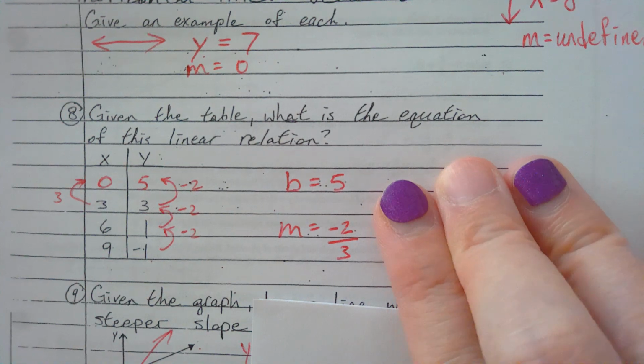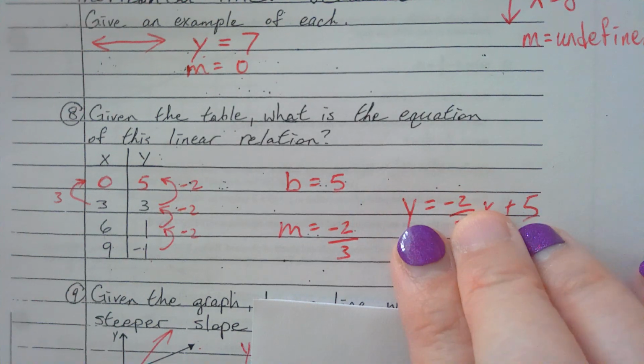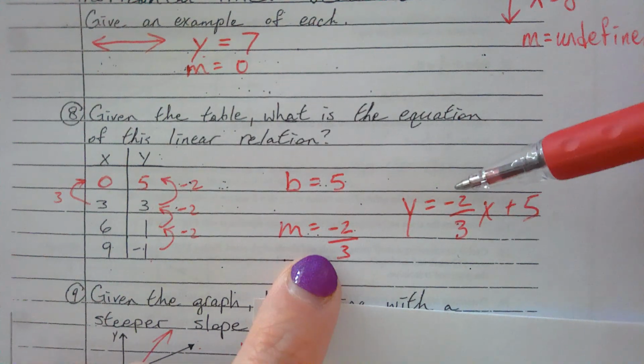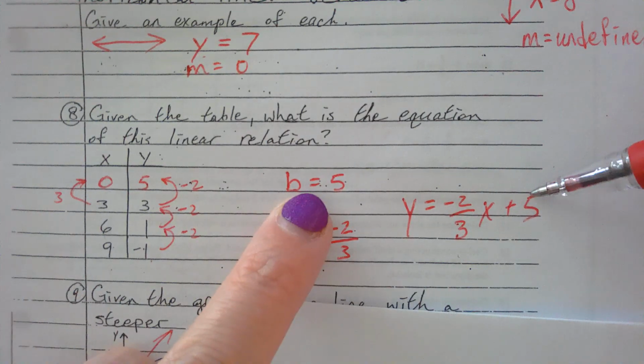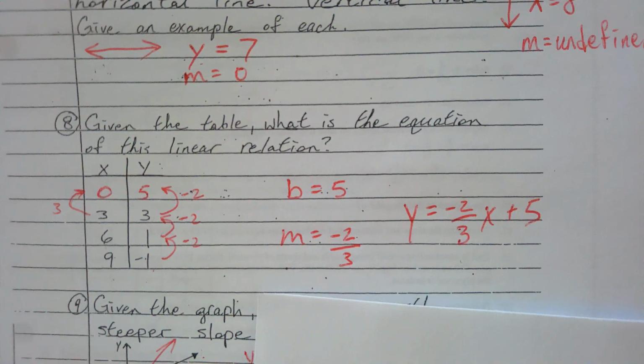what's the general equation of a line? y equals mx plus b. m is the negative 2 over 3, and b is the 5. So you put it together, and you have the equation.